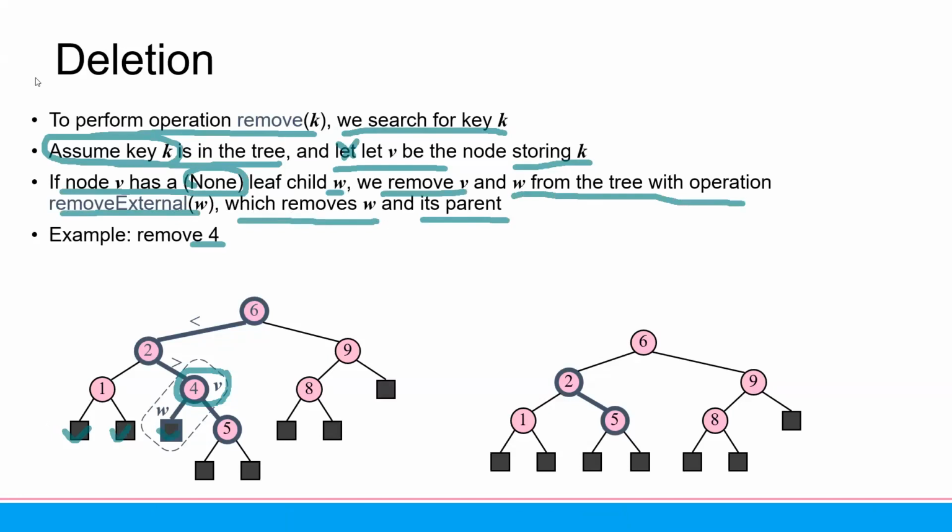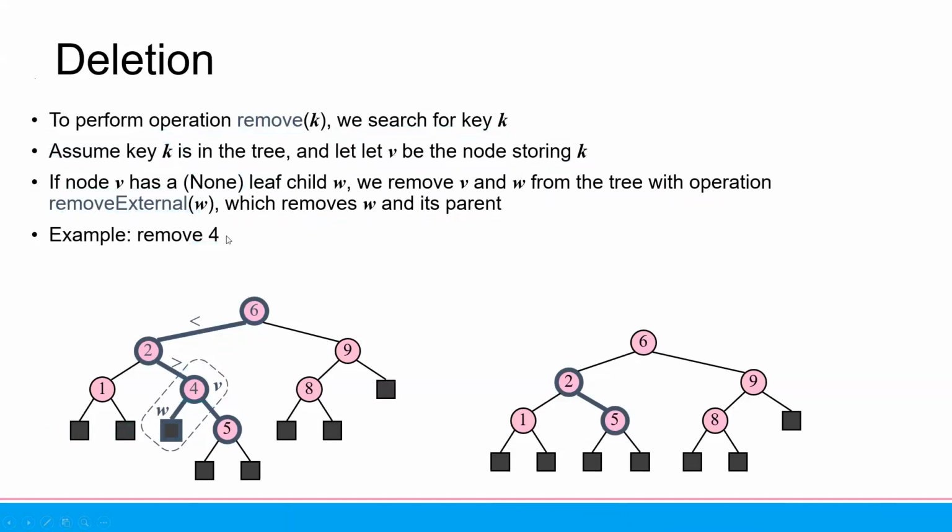Okay. So for example, if I want to remove 4, first I will do the search for 4. 4 equal to 6? No. 4 is less than 6, so we go to the left. Then again check, 4 equal to 2? No. 4 is greater than 2, so we go to the right. Okay, now we find 4.